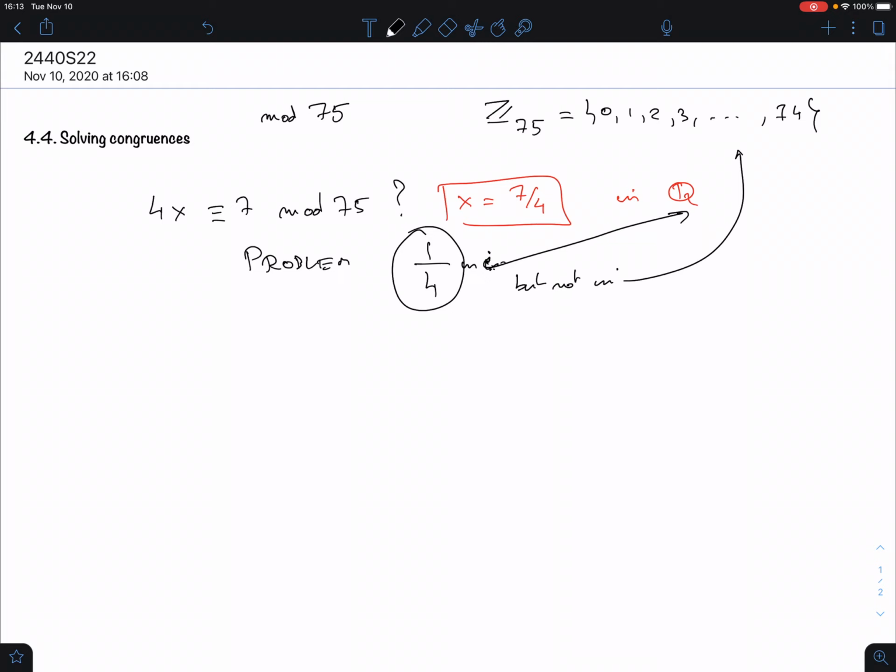So if we would have such a number, what would we do? Well, we would multiply both sides with that number, and then by the property that I just said, this number times 4 would just be 1. And then you have x equals whatever 7 times this extra number was, we're going to find it, don't worry. We get a solution. So the question is, how can we find the inverse of 4?